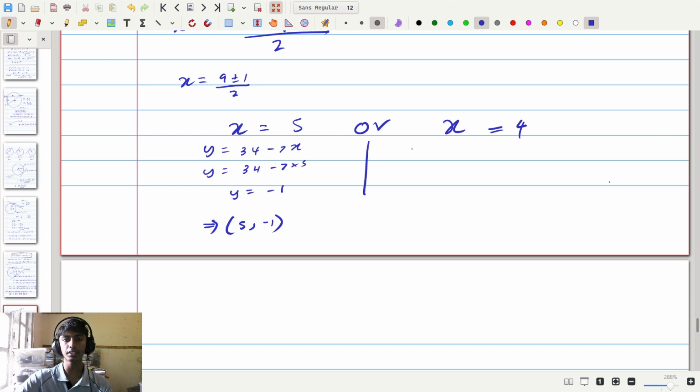For the second tangent, again we are going to apply y equals 34 minus 7x. In this case, x is equal to 4. So we have y equals 34 minus 7 times 4, which is going to be 28. So we have 34 minus 28, which is going to give us 6. So in this case, y is equal to 6. So therefore, the second pair of coordinates that we get is 4, 6.